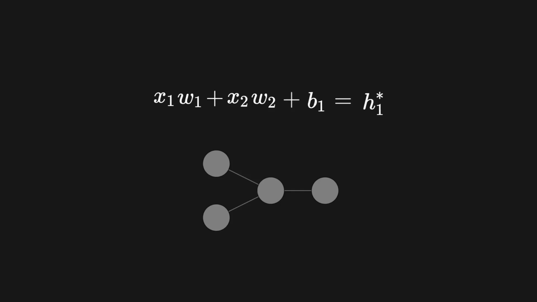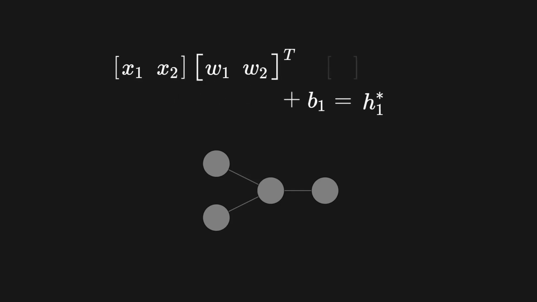This linear combination of our data can be written as a matrix multiplication. We need a vector for our data and a vector for the weights. The bias can also become a vector, and a similar process will happen for each H star.